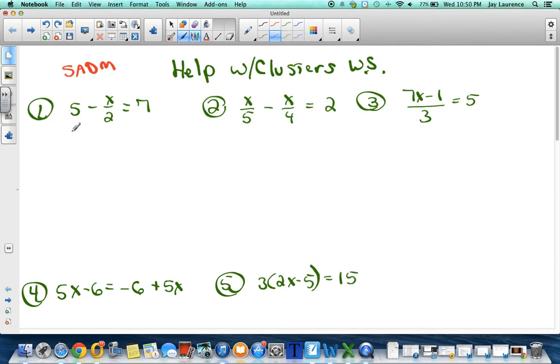But I'm going to listen to SADMEP, and I'm going to get rid of this 5. It's a positive 5, so I'm going to subtract 5 from both sides, and then I'm going to get negative x over 2, and that's going to equal 2.